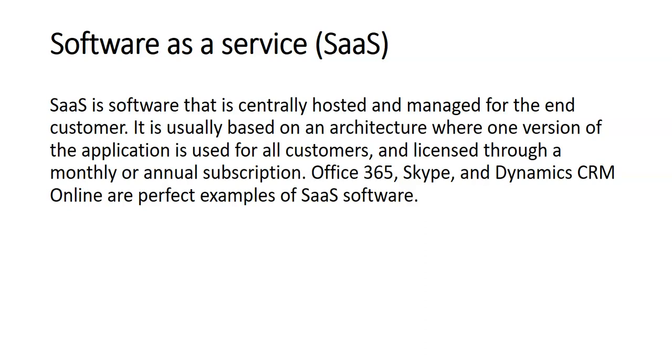SaaS is software that is centrally hosted and managed for the end customer. It is usually based on an architecture where one version of the application is used for all customers and licensed through a monthly or annual subscription. We have Office 365, Skype, Dynamics CRM Online, which are perfect examples of SaaS software.